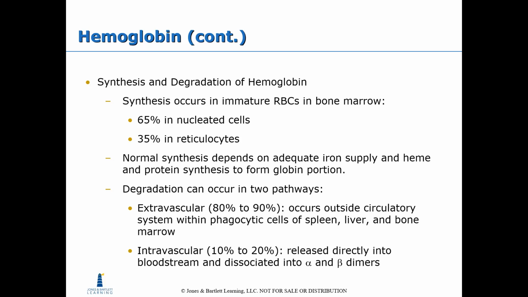Degradation can happen in two different pathways. There's extravascular or intravascular. Extra means outside of, vascular is referring to the blood vessels. So extravascular is going to occur outside of the circulatory system, and that typically happens within the phagocytic cells of the spleen, liver, and bone marrow. Intravascular, intra means inside of, is released directly into the bloodstream and dissociated into alpha and beta dimers.